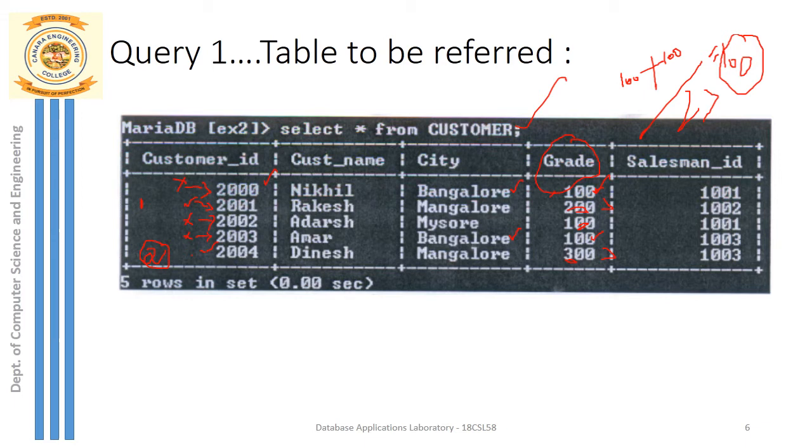Go to the third customer now. Compare his grade again. What is his grade? 100. Is it greater than the average grade 100? No, it is equal. So I cannot consider this customer. Go to the next one. Compare his grade. His grade is again 100, equal to the average grade. So I cannot consider this person either.